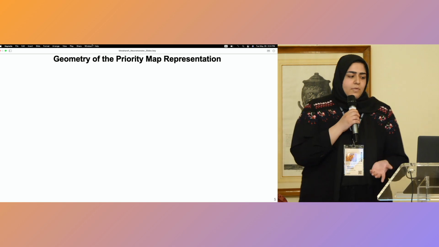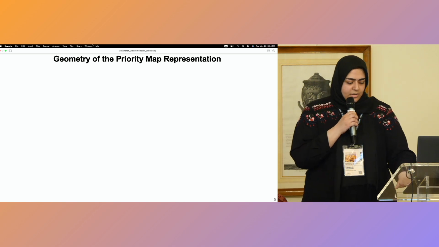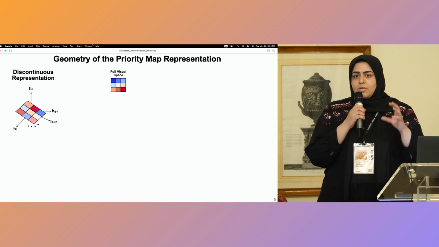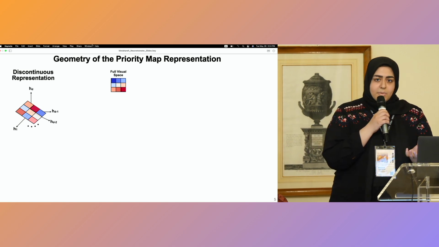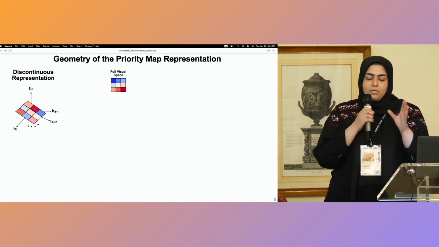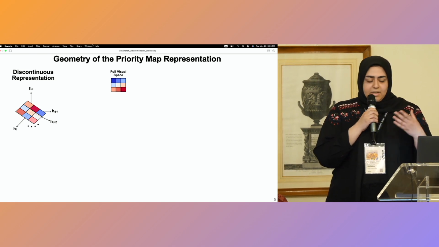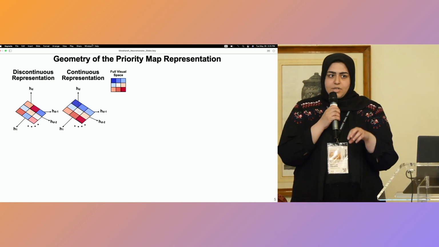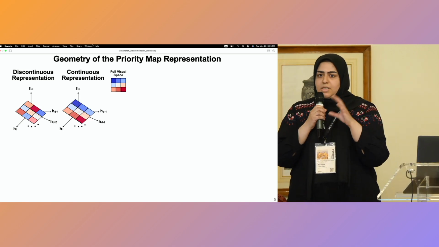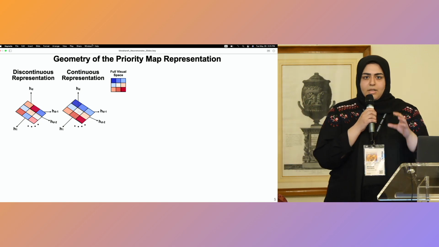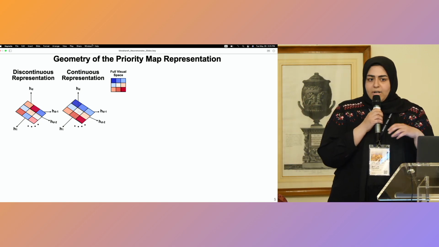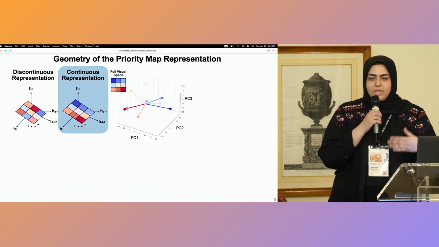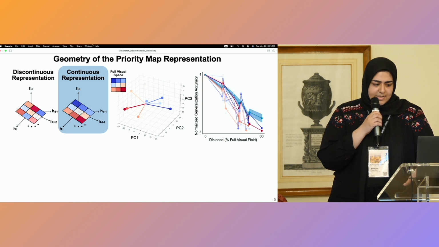We further wanted to look into the geometry of this priority map representation. The priority at different locations in the visual space could be encoded by separate neural subspaces regardless of where the physical location is, and that would be a discontinuous representation. But the priority at different locations in closer proximity in the visual space could be encoded by neural subspaces that are more aligned in the model's latent space. That would be a continuous representation, which is what is going on in the model's unit activation space.